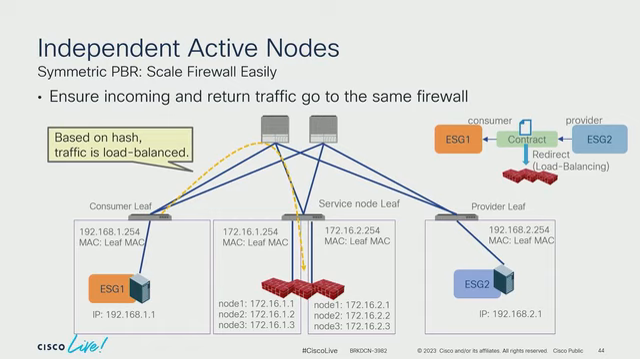Because of space, I put all of the firewalls under the same service leaf, but they can be distributed across multiple leaf nodes. From a high availability perspective, it might make sense to distribute them, so that even if a service leaf pair completely goes down, you can have another firewall available under another service leaf pair.